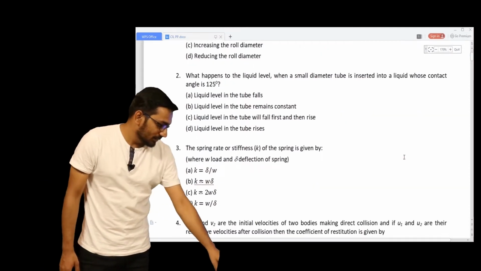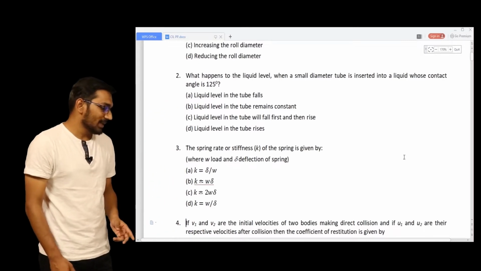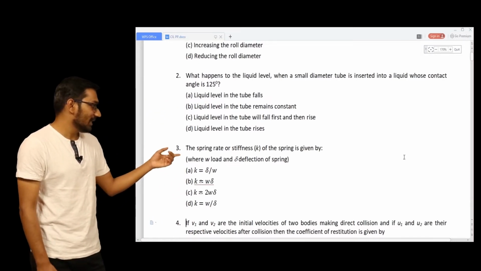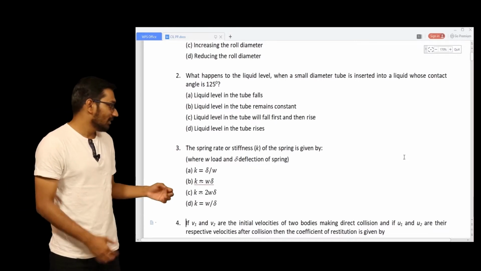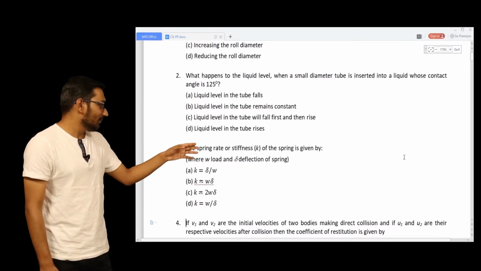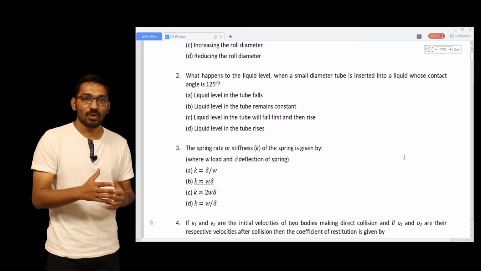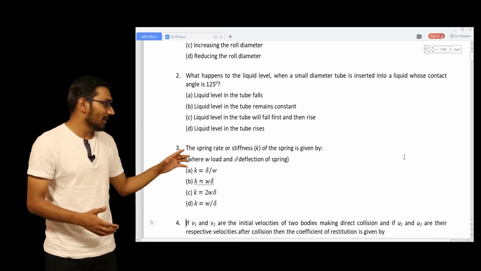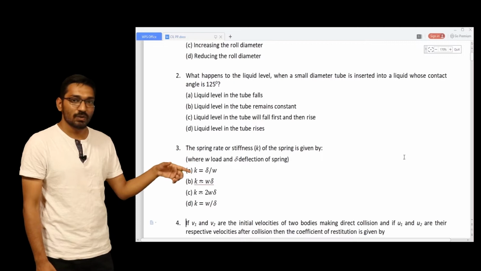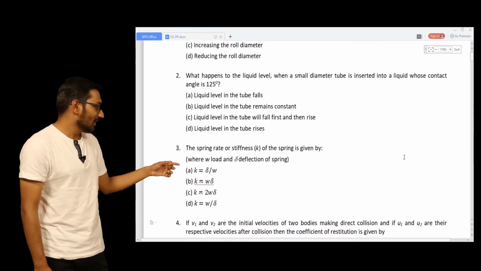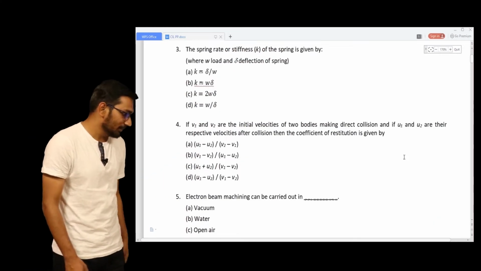Next question is, the spring rate or stiffness of a spring is given by, where W is given as load and delta is given as deflection of spring. You know that the meaning of spring stiffness is how much load is required to make 1 mm elongation or 1 mm deformation in the spring. So the spring constant will be equal to load upon deflection, that is W upon delta. So the option is D for this third question.